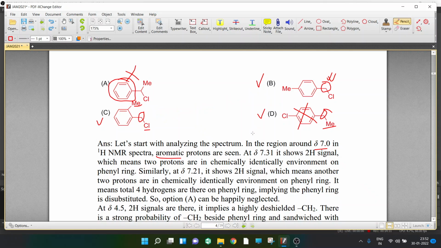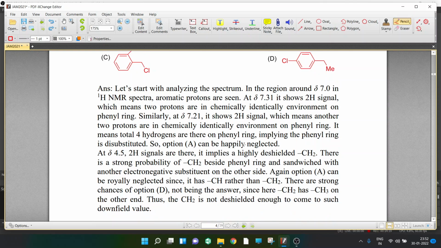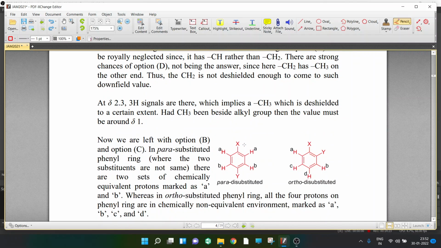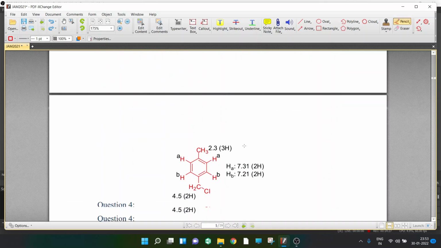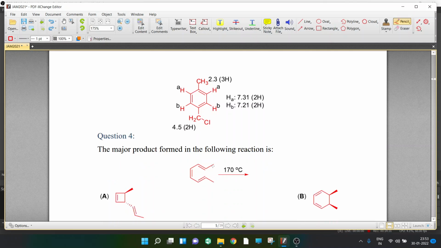So whatever I have said is written here. You can read it slowly, you can pause it and then read it. Right. So this is the answer. Moving on to the next question.